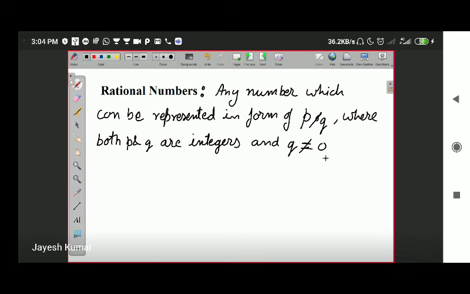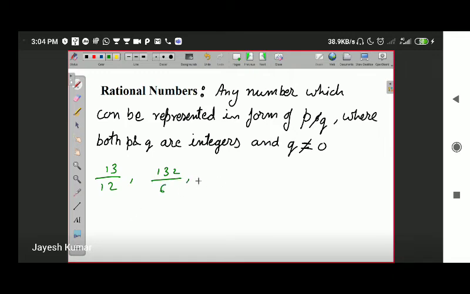So what will be the rational numbers? Rational numbers are those numbers which can be represented in the form of p by q. Let us take some examples. 13 upon 12 is a rational number. 132 upon 6 is a rational number.